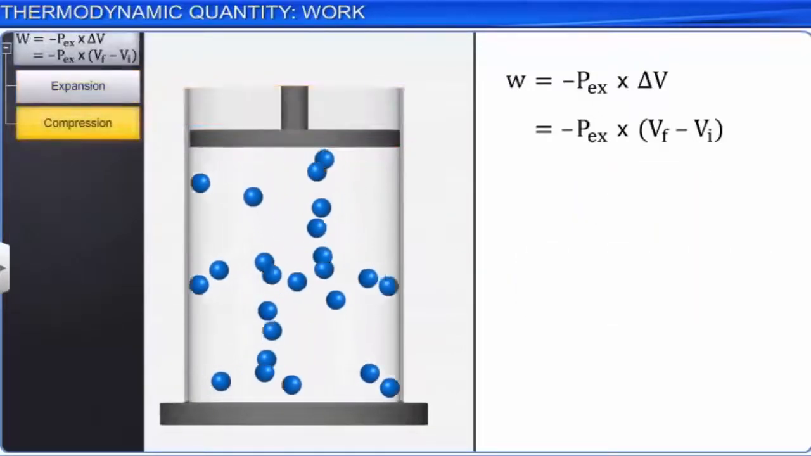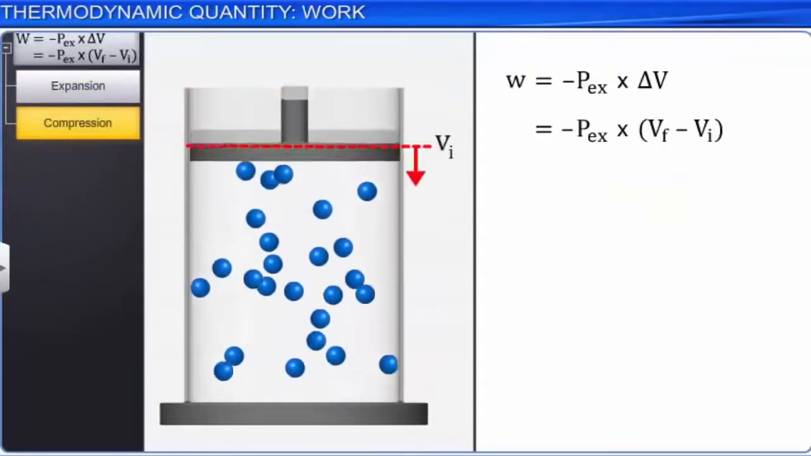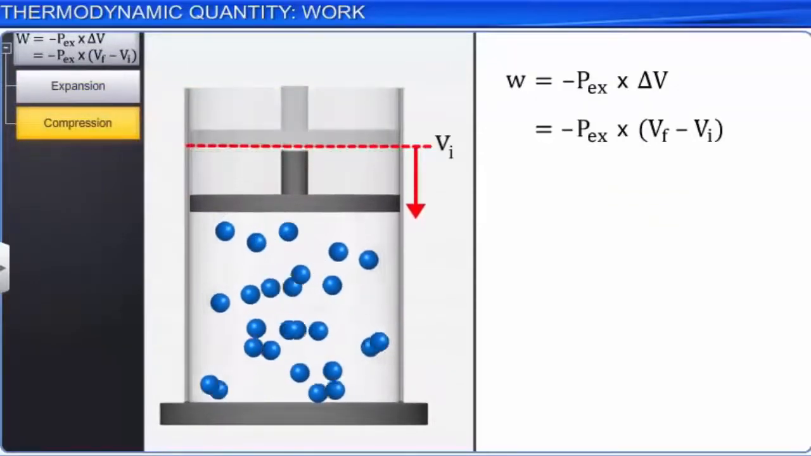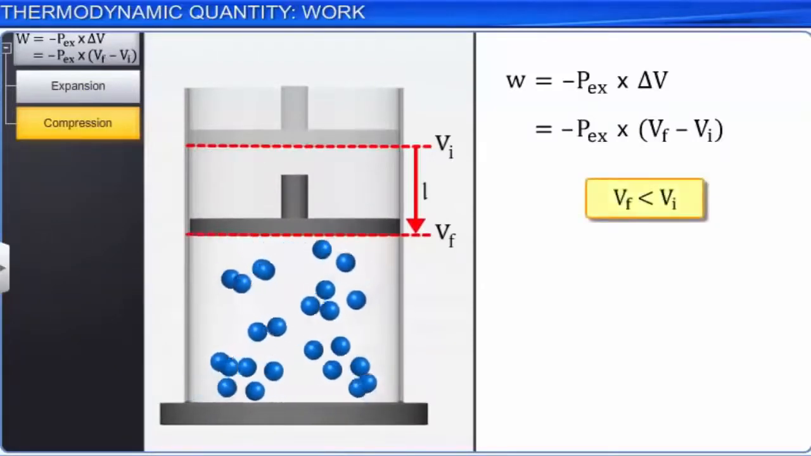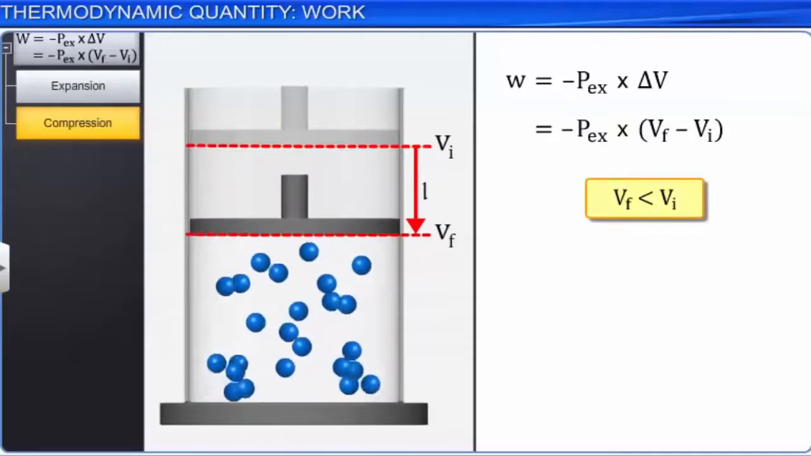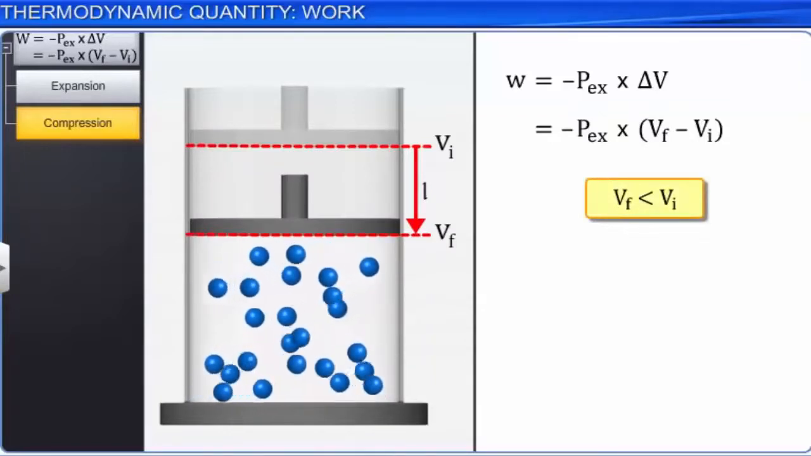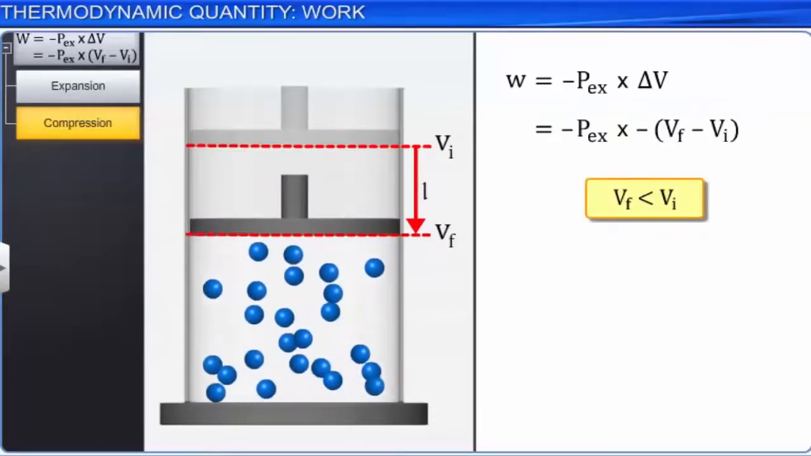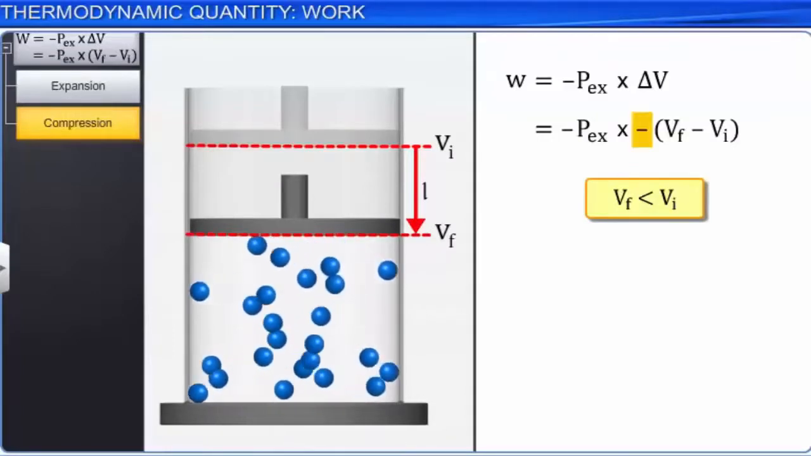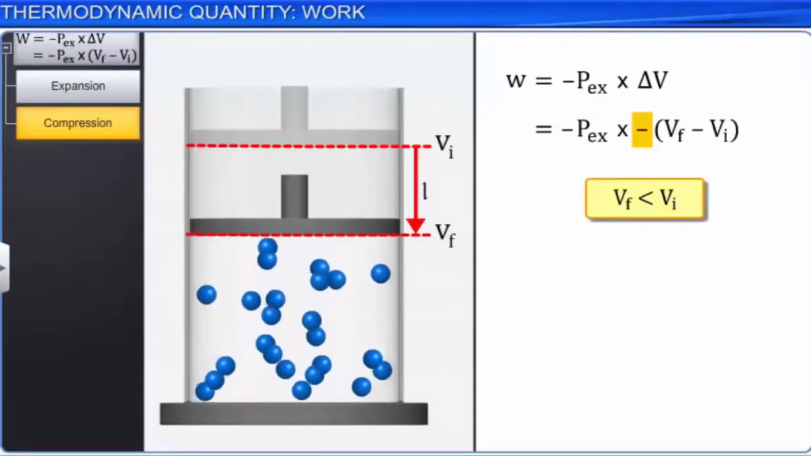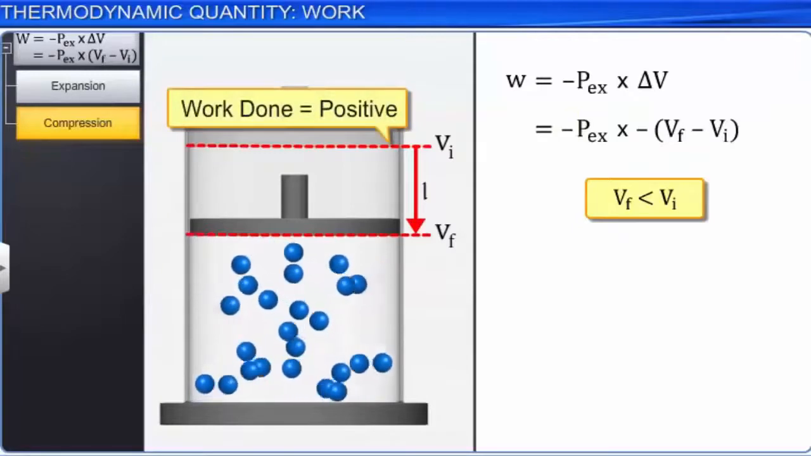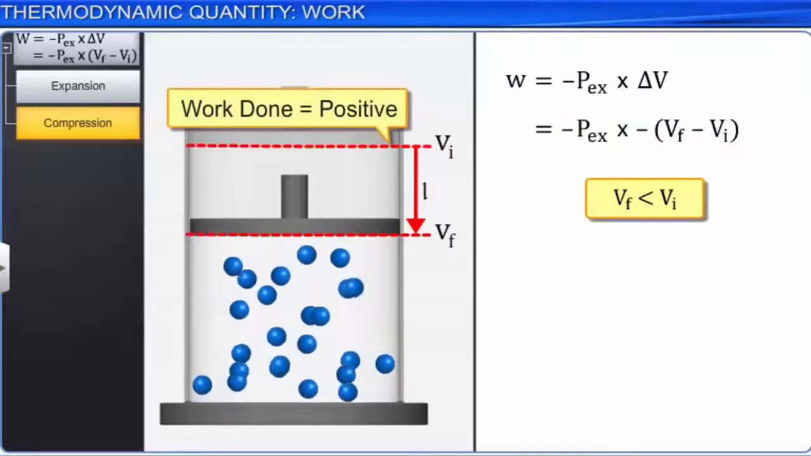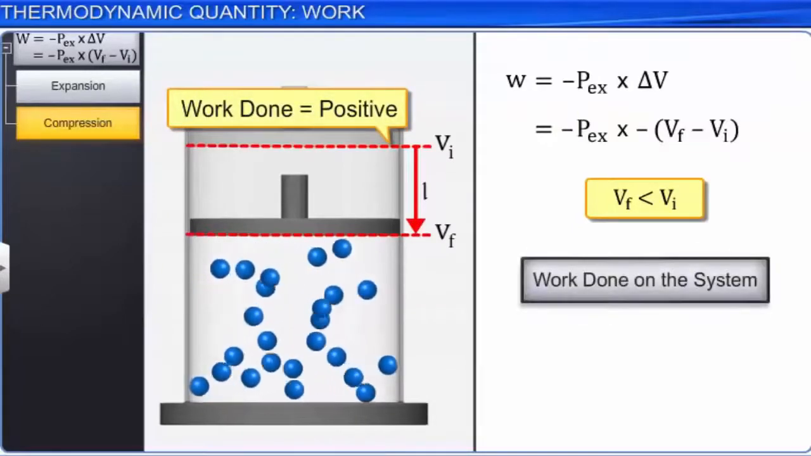Similarly, if the gas compresses, V_f will be lesser than V_i. On substituting the values of volume in the equation of work, we get a negative volume. When this negative value is multiplied with the negative external pressure, the resultant work is positive. Then we can say that work is done on the system.